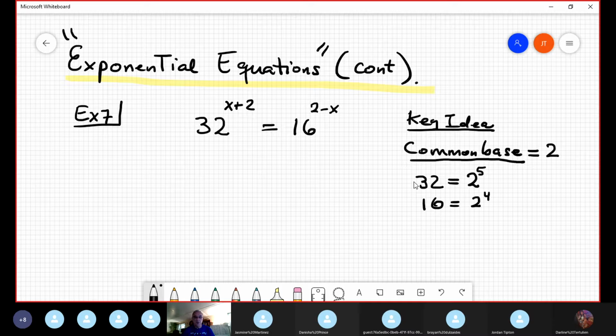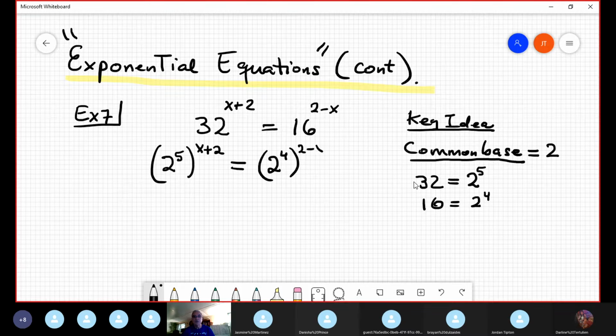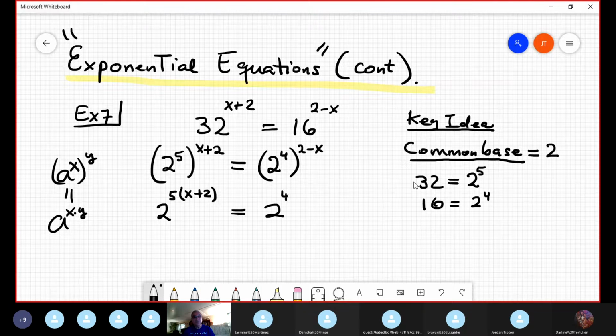Okay, so you replace it, not 32 anymore. It's 2 to the 5th power raised to the x plus 2. And 16, no 16 anymore, it's 2 to the 4th power raised to the 2 minus x. So you're using the classical rule of the exponent: when you have one base, let me call it a, raised to the x and raised to the y, it is equivalent to a to the x times y, multiplication. You multiply the different levels. So it's basically 2 and 5, multiply everything, x plus 2. This is the correct way to express these ideas using grouping symbols. Likewise, in the right-hand side, we have 2 to the 4 times 2 minus x.